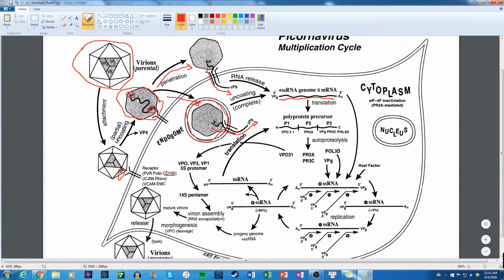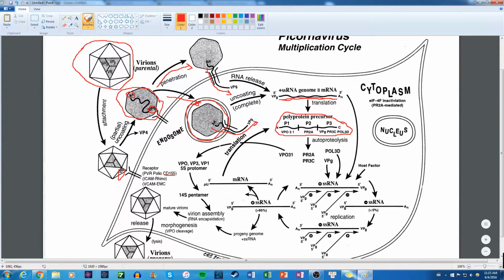So you have this basal level of translation, so you make a small amount of proteins. And you can see here, Dr. Samuels in this illustration is trying to show the open reading frame. This thing I just circled here, that's the open reading frame. There are three regions to the polyprotein precursor: P1, P2, P3. P1 codes for structural proteins, so it codes for your VP1, VP2, VP3, VP4. P2 and P3 code for non-structural proteins.